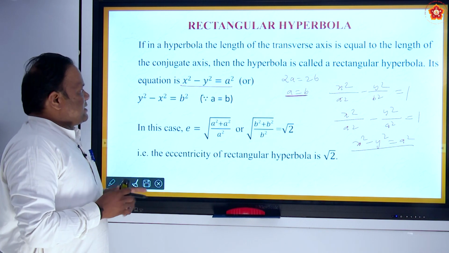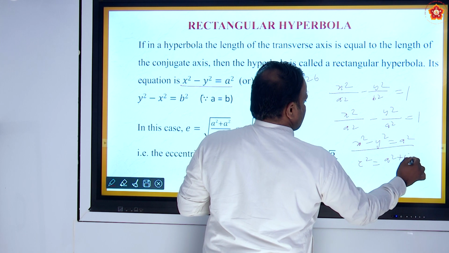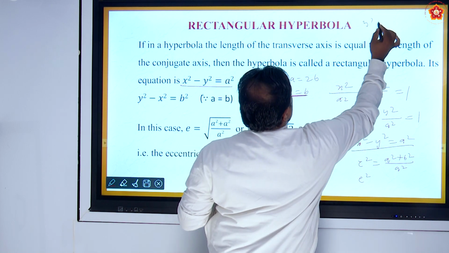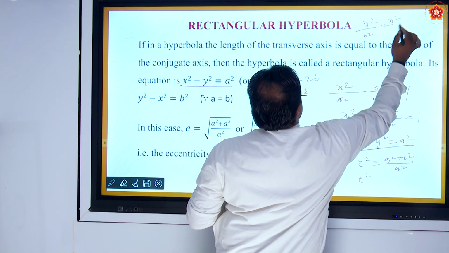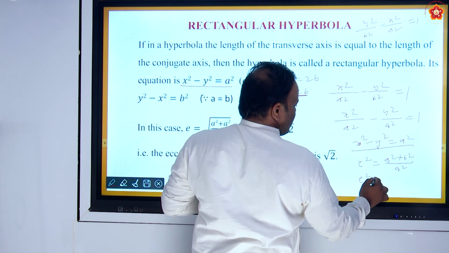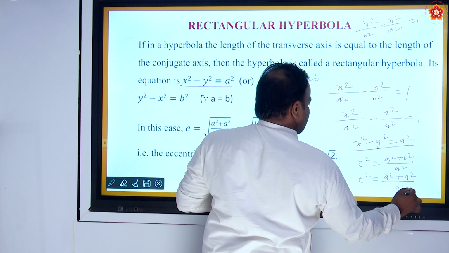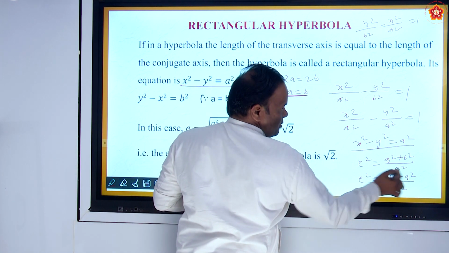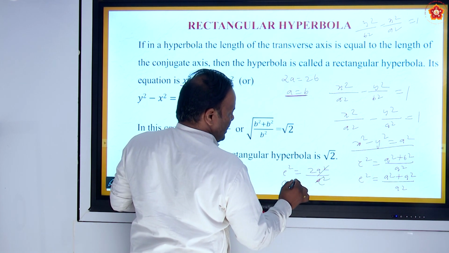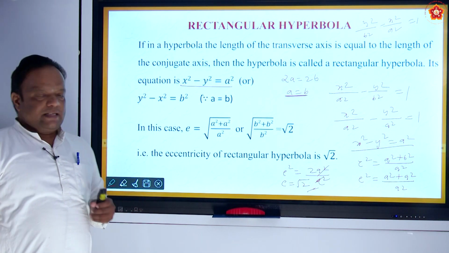In this case, what is e equal to? We know the e square formula: a square plus b square divided by a square, or b square. You take any condition, either the hyperbola in the form y square by b square minus x square by a square equal to 1, or x square by a square minus y square by b square equal to 1. Any one. So, a square is a square as it is. Instead of b square, write a square, divided by a square. So, e square is equal to a square plus a square, 2a square by a square. A square gets cancelled. e square is equal to 2, e is equal to root 2. Means the rectangular hyperbola eccentricity is root 2.